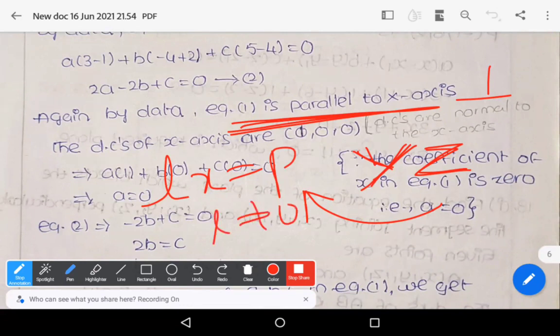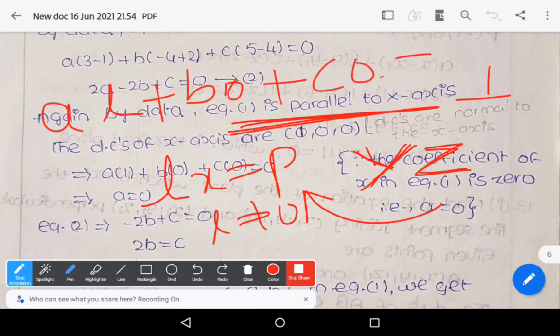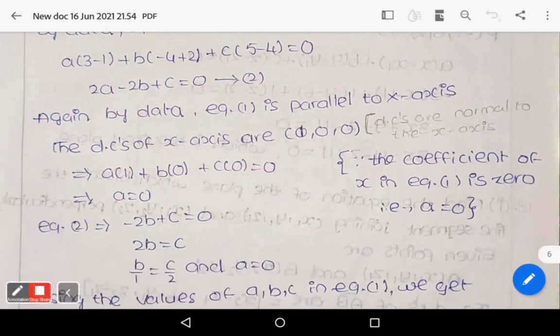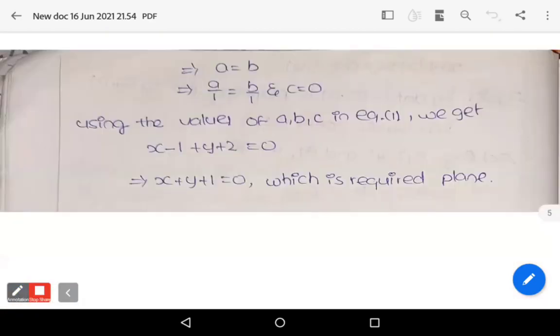Now again we use the perpendicularity condition: a into L plus b into 0 plus c into 0 is equal to 0. It means AL is equal to 0. But here L is not equal to 0, so we get A is equal to 0. In this way, you can get the same answer, A is equal to 0. That's it. There is another similar problem.